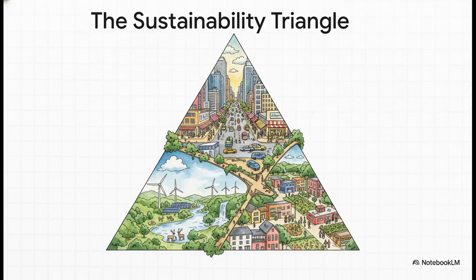And really, this gets to the absolute core of what modern urban planning is all about. True sustainability is a balancing act. You're trying to juggle three things that are often in conflict. You need a strong economy with jobs, you need a healthy environment with clean air, and you need social equity, meaning everyone has a fair shot at housing and services. It's tough, but that's the goal.